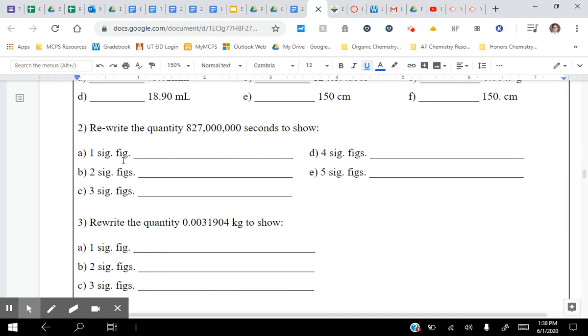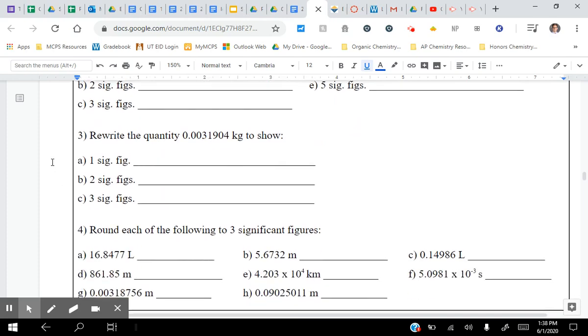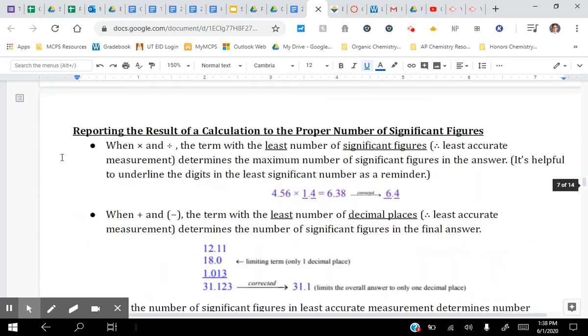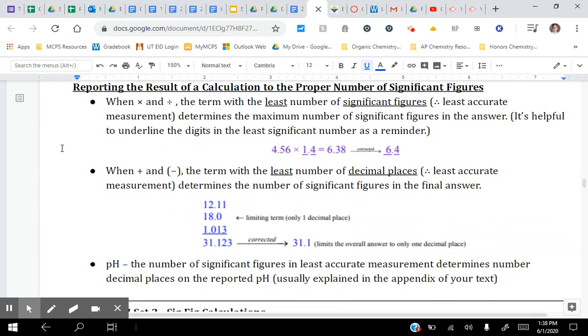All right. At the end of this lesson, you'll be able to check all of your answers to You Try It set 1. Let's talk about reporting the result of a calculation to the proper number of significant figures. When you are multiplying and dividing, the term with the least number of significant figures in your problem is the least accurate measurement. Therefore, our maximum number of significant figures is limited by our least accurate measurement. So in this first example, 4.56, I've got 3 sig figs, times 1.4, which is 2 sig figs. So when I multiply, I can get the number 6.38, but since this number has 2 sig figs, I have to have 2 sig figs in my final answer, so it rounds up to 6.4.